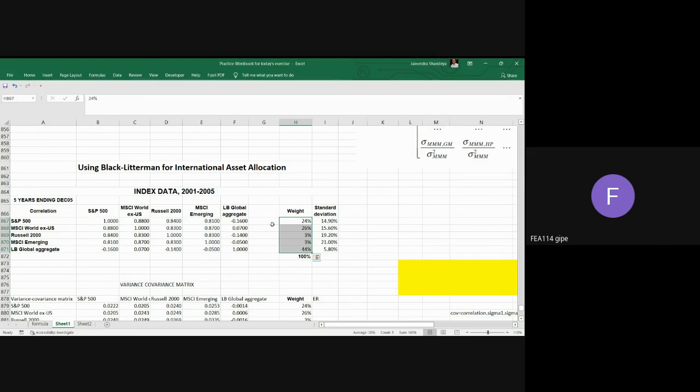So the weight of S&P 500 is 24%, MSCI is 26%, 3% is Russell 2000, 3% is MSCI Emerging Market, and Lehman Brothers Global weight is 44%. Some of you might ask why, though its return may not be high, we are using the bond index so high?